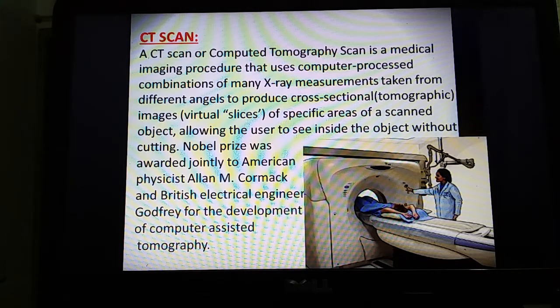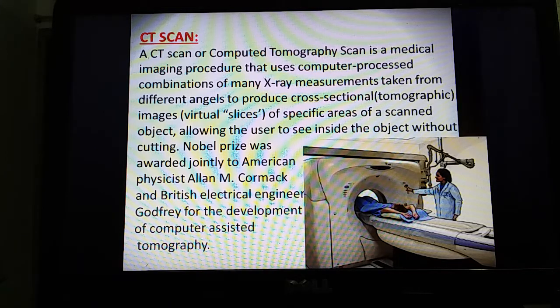What is a CT scan? The full form of CT scan is computed tomography, where a CT scan or computed tomography scan is a medical imaging procedure that uses computer-processed combinations of many X-ray measurements taken from different angles to produce cross-sectional images of specific areas of a scanned object.